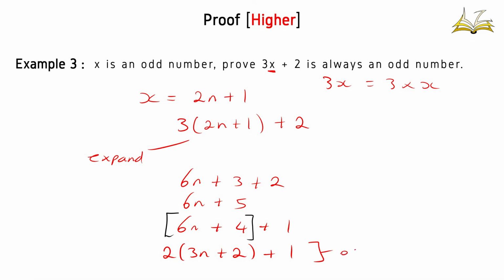This is our answer, because 2 times any number inside the brackets will always give you an even, and an even plus 1 will always give you an odd.